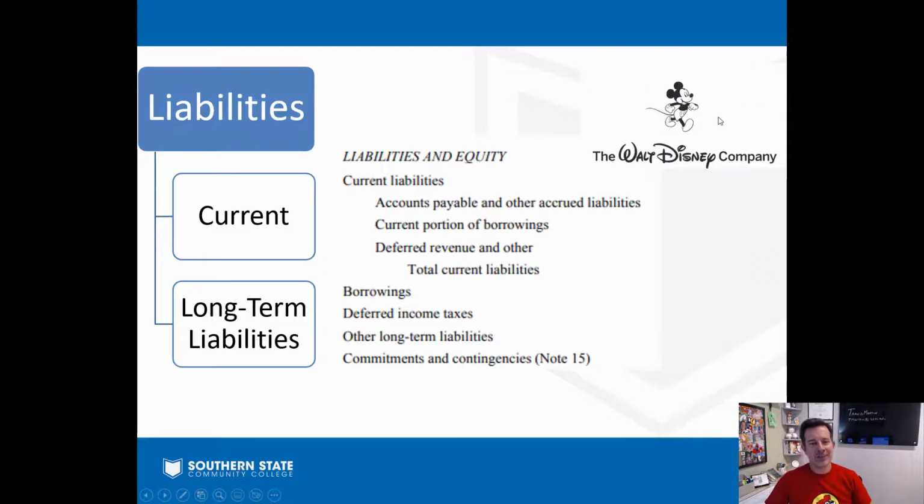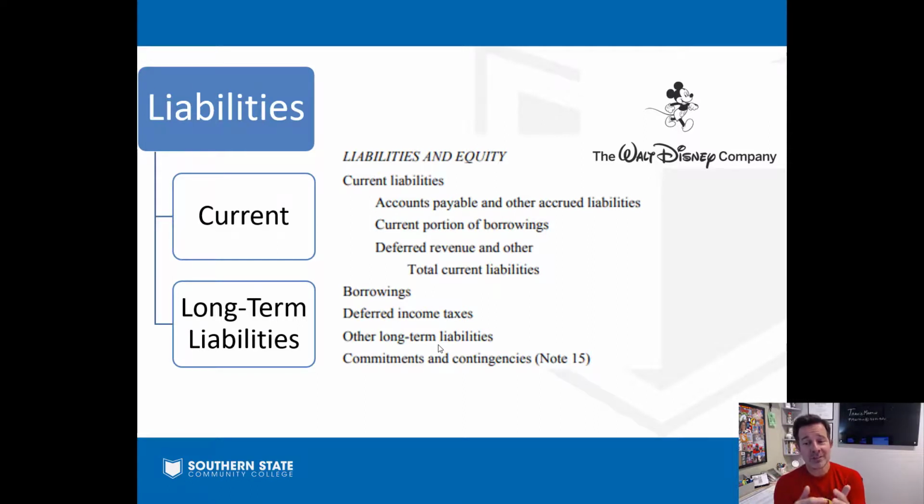How about at Disney? Do you follow that? Yeah. Disney has their current liabilities, items that are going to be paid off within a year, accounts payable, current portion of long-term debt, deferred revenue or unearned revenue. Then they've got their long-term borrowings, deferred income taxes that are going to get paid more than a year down the road, and then other long-term liabilities. We're splitting it between current and long-term. And GAAP prescribes it that way.